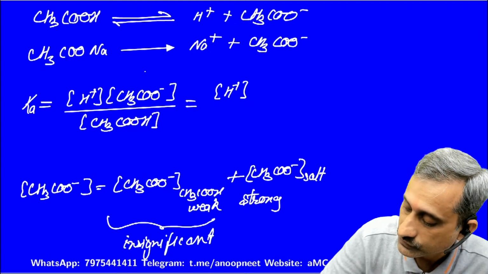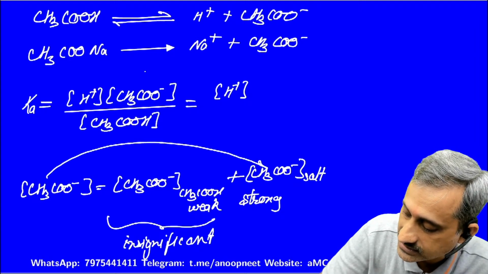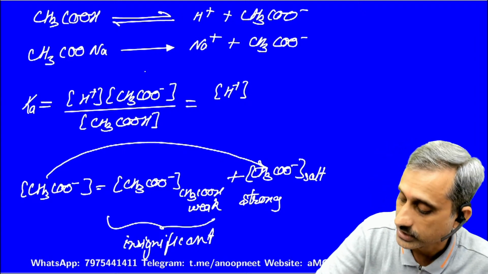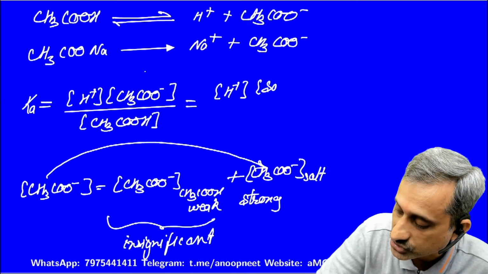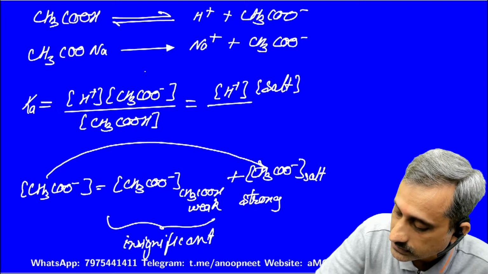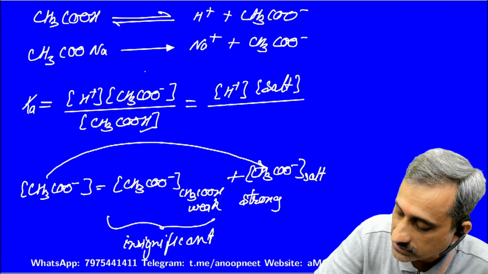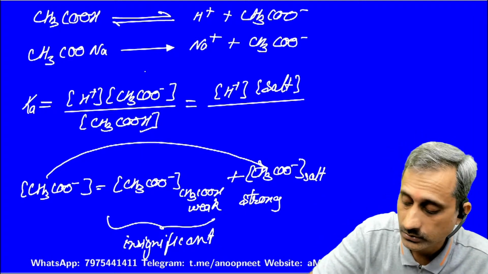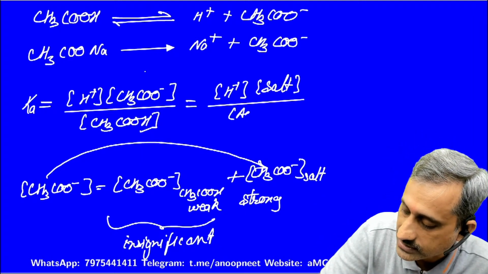Clear? So we can consider the acetate concentration to be the concentration of the salt. So here we can say this is the concentration of the salt divided by, now this concentration, alpha was already low. Now it becomes further low. So it is going to be simply the concentration of the acid.